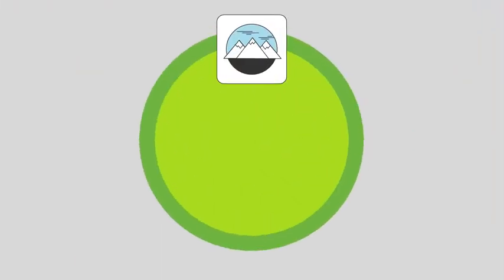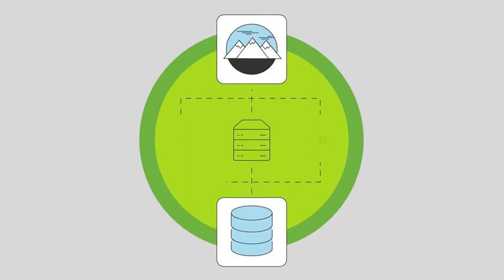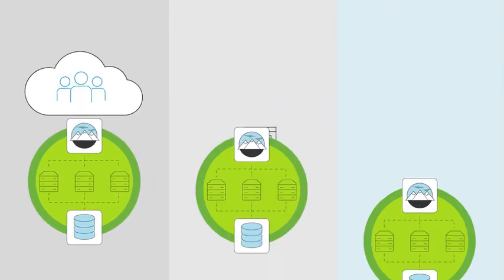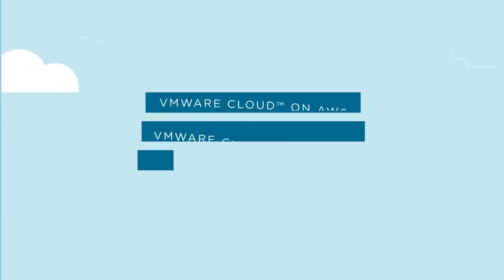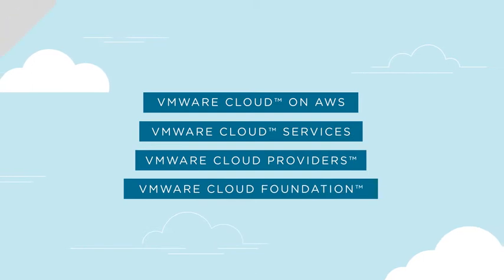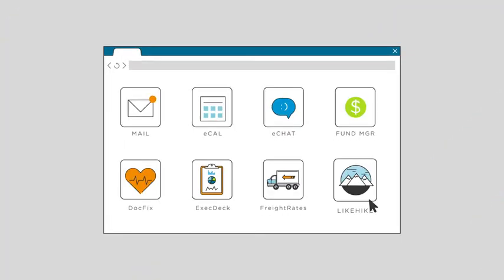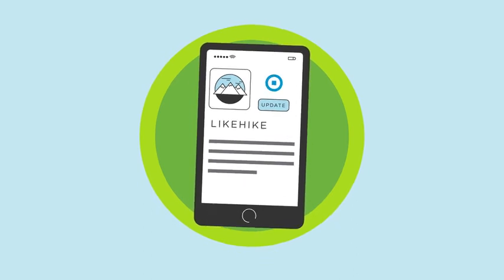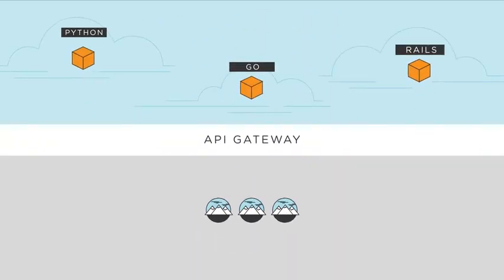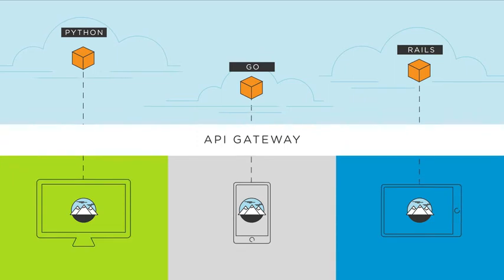VMware Cloud delivers the best architecture and infrastructure for any application with a consistent set of policies and services to ensure visibility, operations, automation, security, and governance. With VMware's extensive portfolio of services and solutions, you can get the most from your existing applications, easily enhance and improve those applications over their lifecycle, and develop next-generation applications to boost innovation and get to market faster.